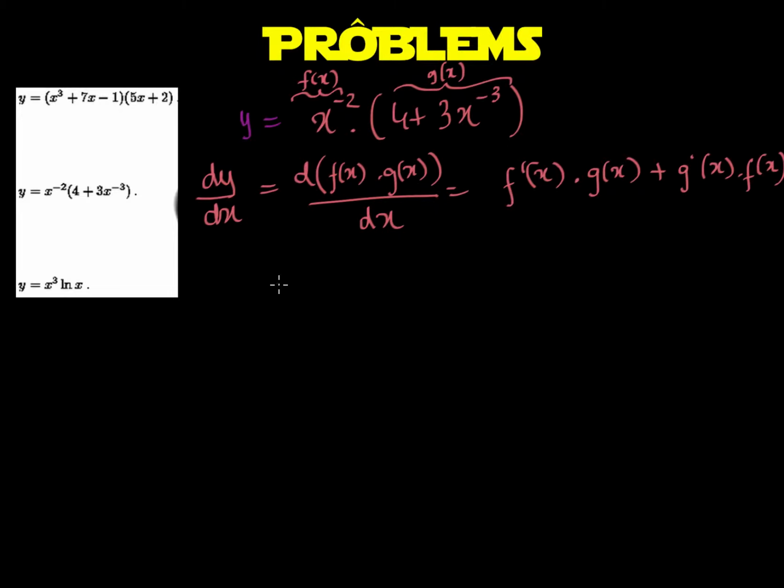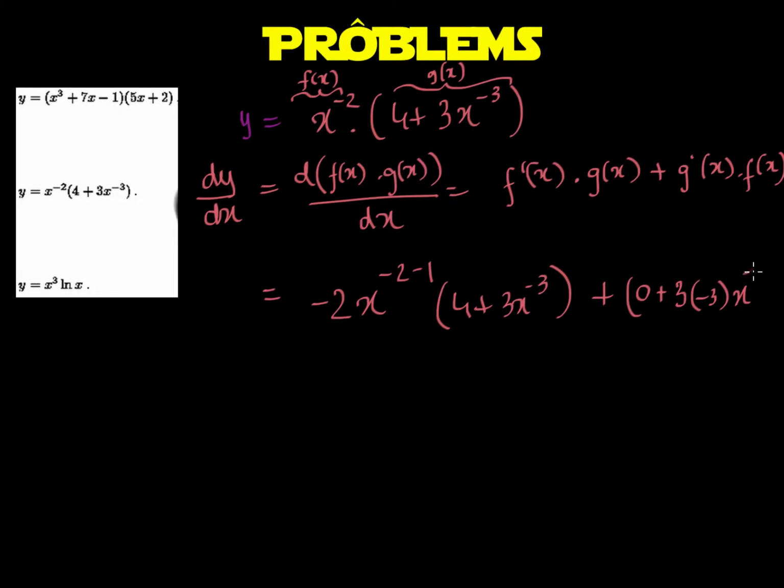So now what do we have? We have dy by dx as, now what is the derivative of x to the minus 2, right? So we have minus 2 because that's n, and x to the minus 2 minus 1 times g of x, that's 4 plus 3x to the minus 3, plus what is the derivative of this? Now the derivative of that is the derivative of a constant, which is 0, plus 3, and that's minus 3 because n x to the minus 3 minus 1, times f of x. And what's f of x? That should be x to the minus 2.